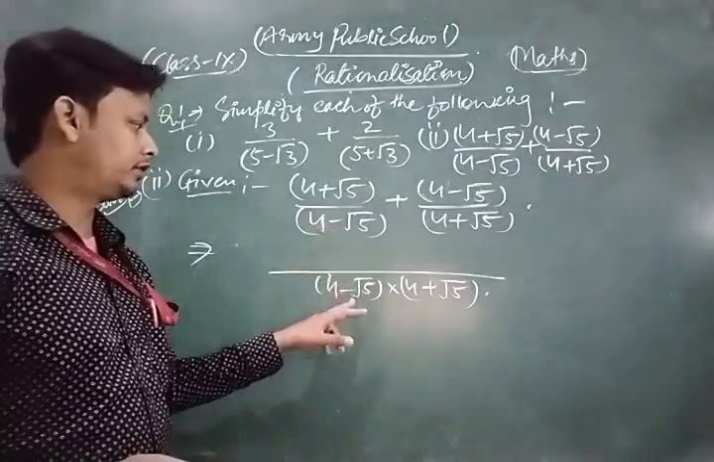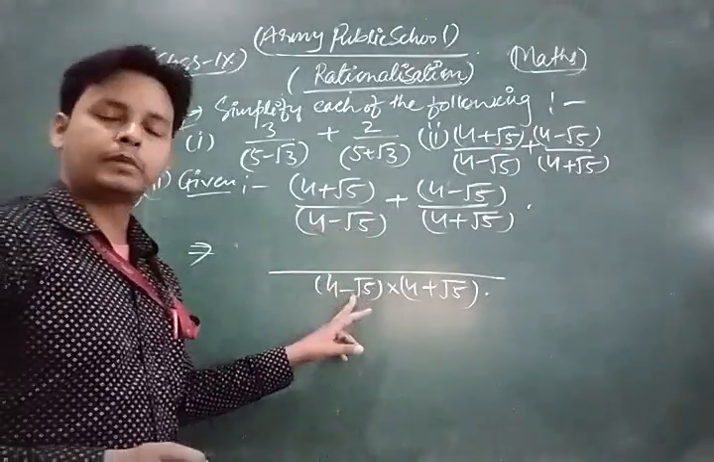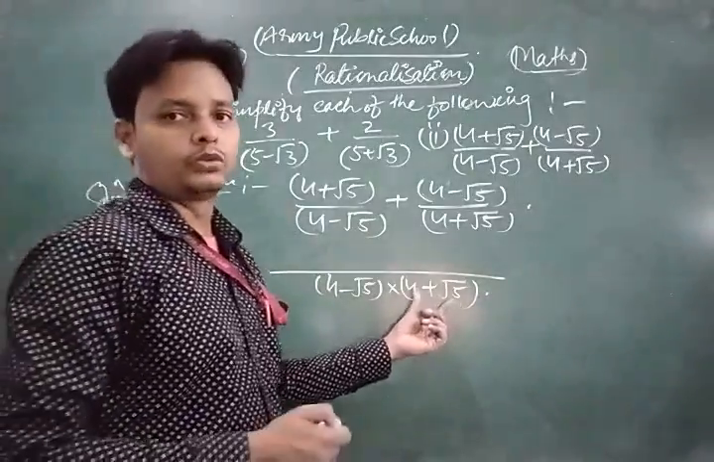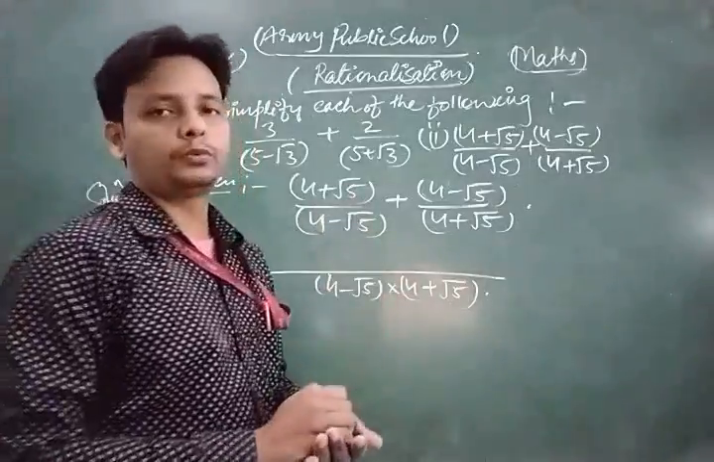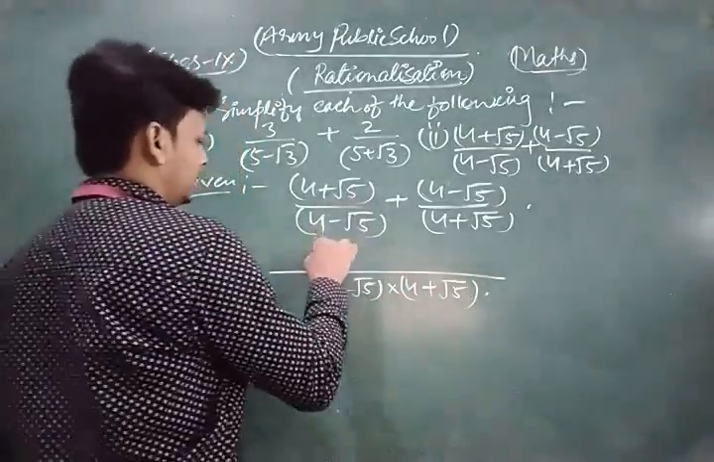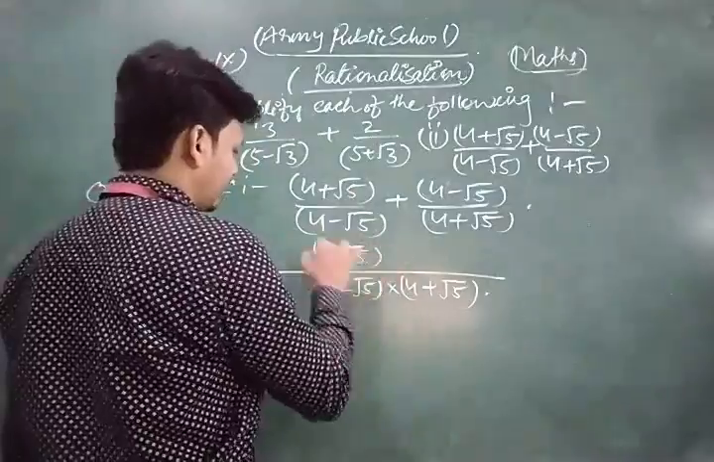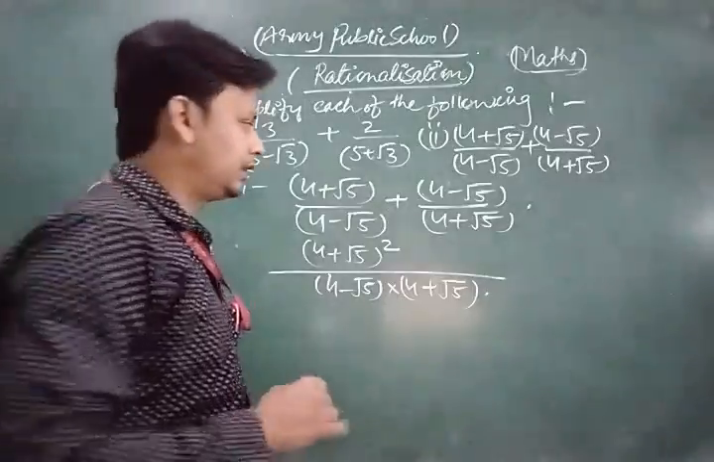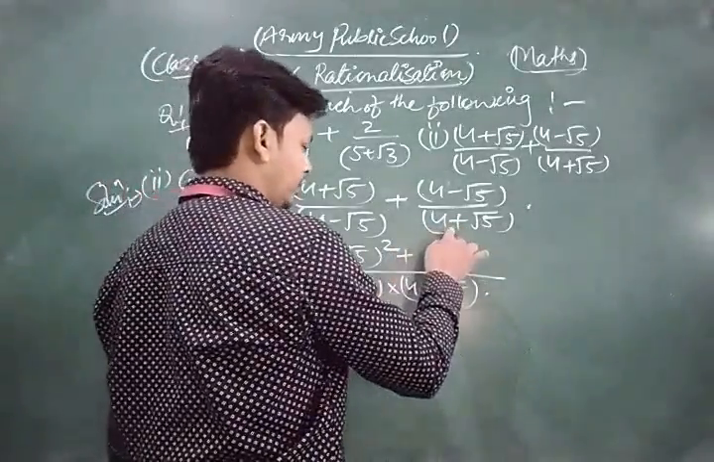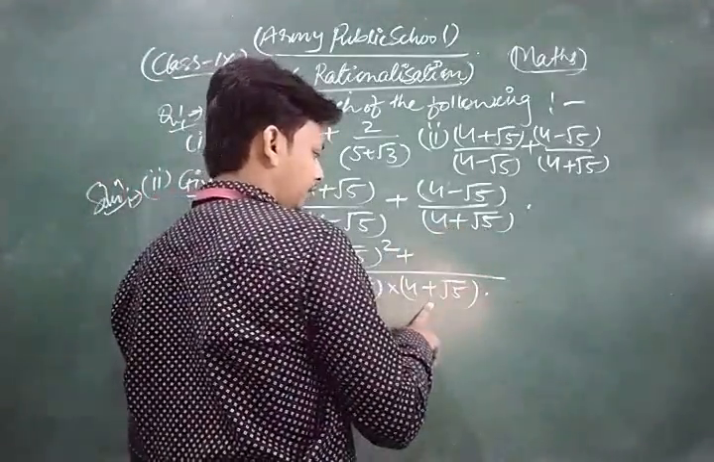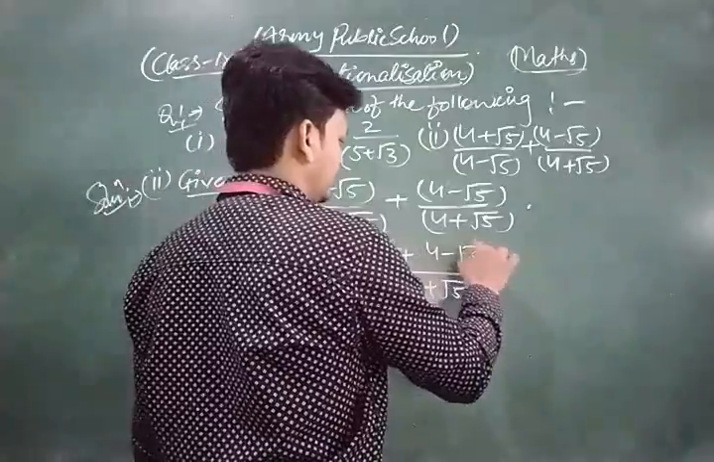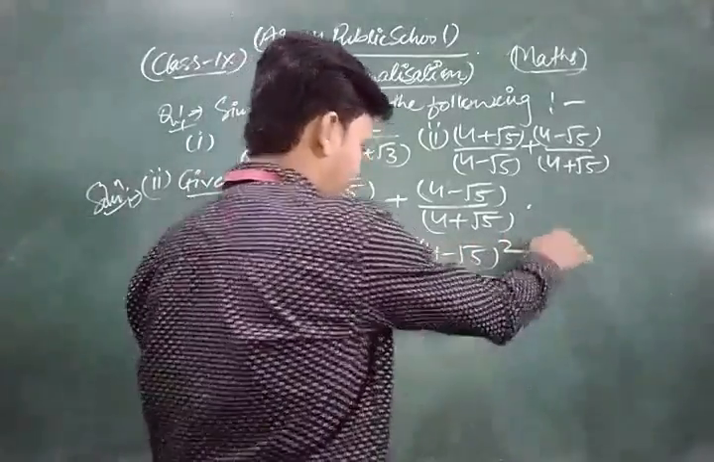If we divide, 4 minus root 5 cancels, so we get 4 plus root 5 multiplied by 4 plus root 5, so we get 4 plus root 5 whole square. Similarly, from that side, 4 plus root 5 cancels, and we get 4 minus root 5 whole square.